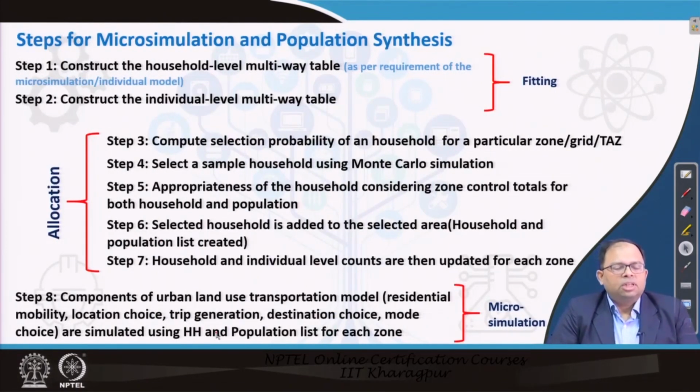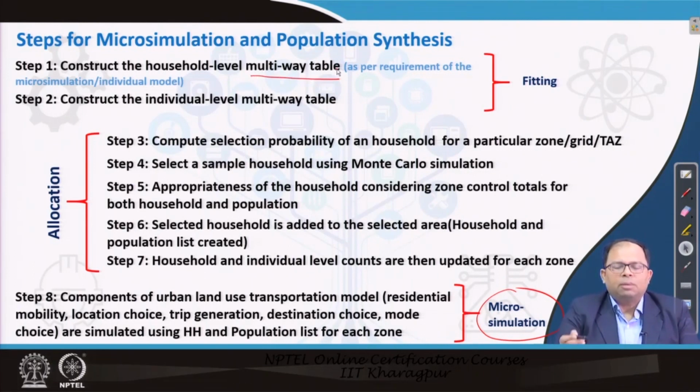So the different steps in microsimulation and population synthesis: there are different methods to do that. If we take a look at the different methods and try to summarize the entire process of microsimulation and population synthesis, then we can divide it into three parts. The first part could be called fitting, the second part could be called allocation, and the third part is of course the microsimulation part.